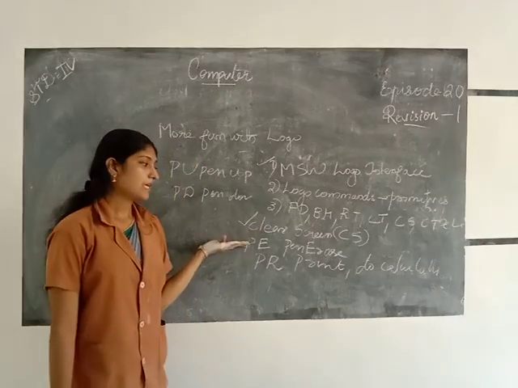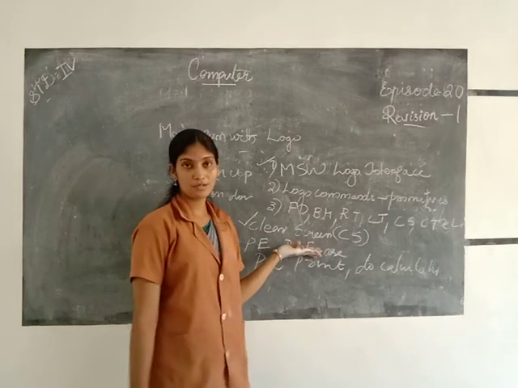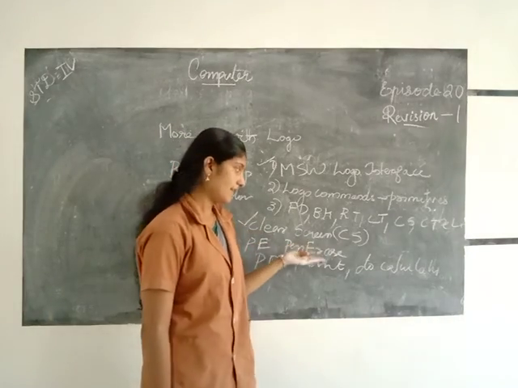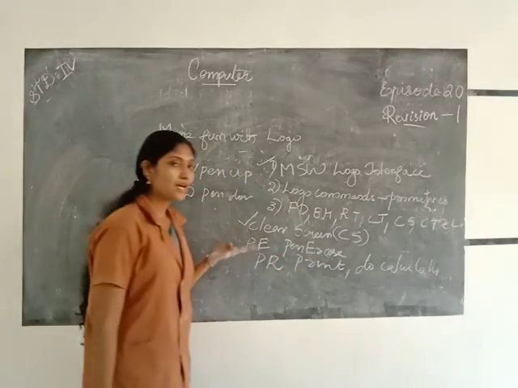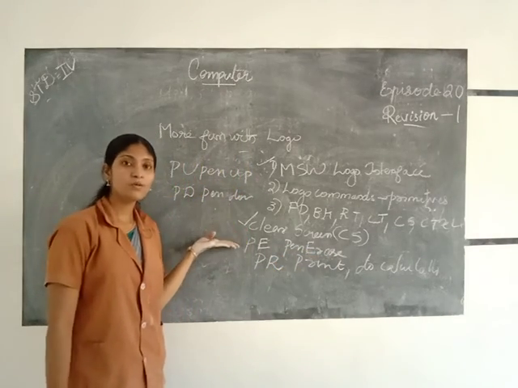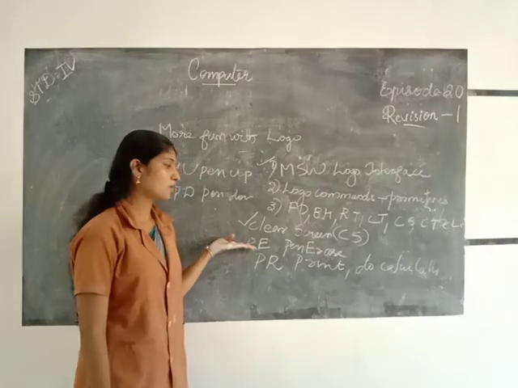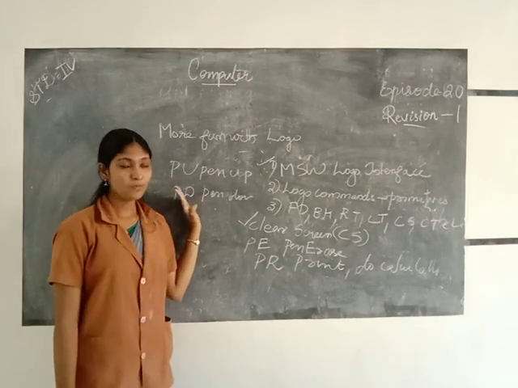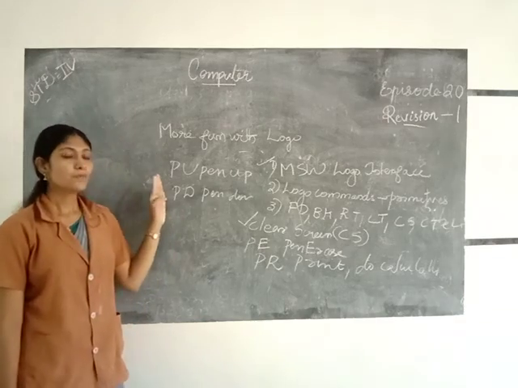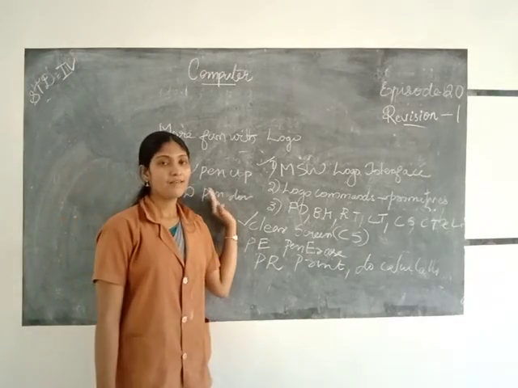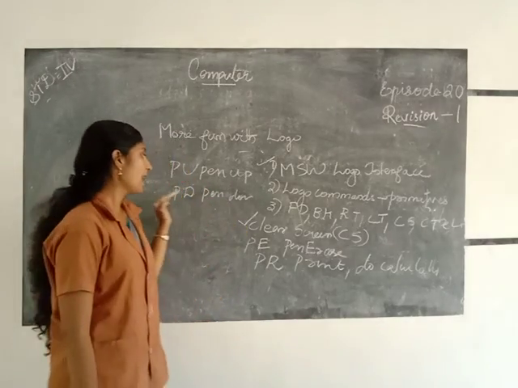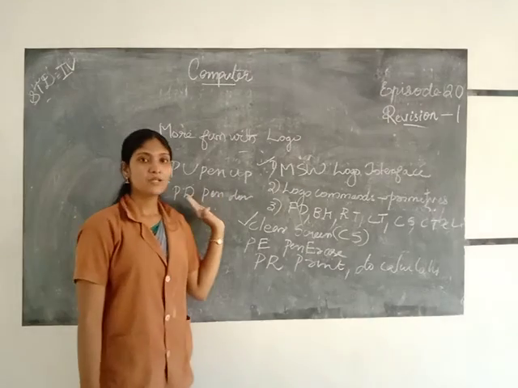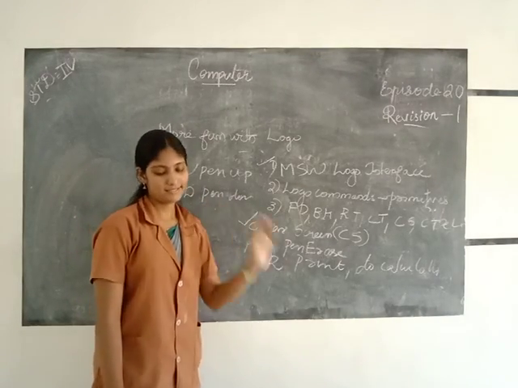And then PE means pen erase, to remove the unwanted lines in the figure. And PR is used to do calculations and also print messages. PU means pen up. PU is the command used to pick the pen up without drawing lines. And PD means pen down. You can draw lines using this command.